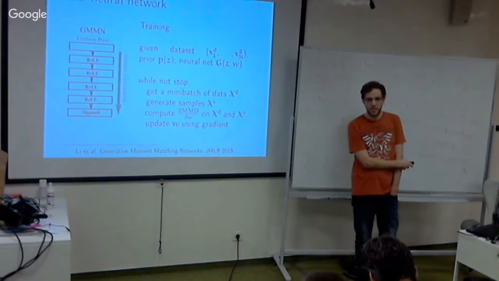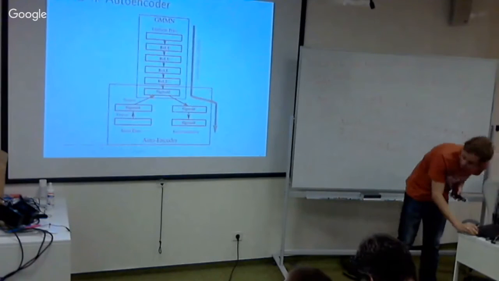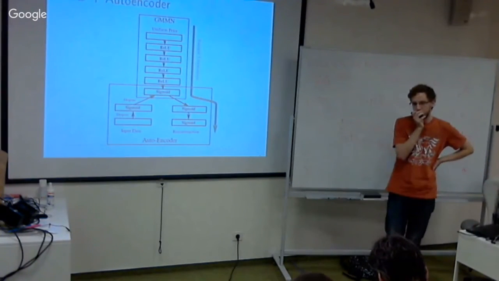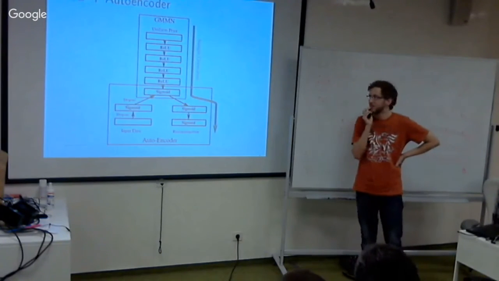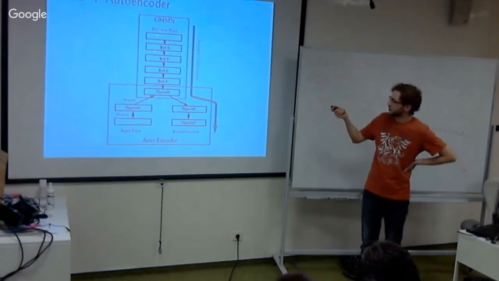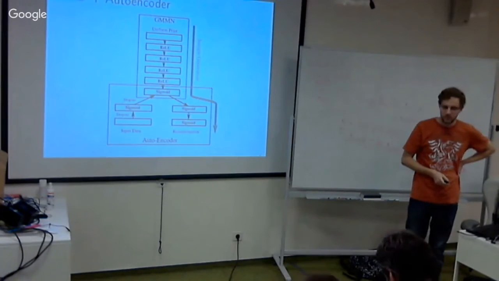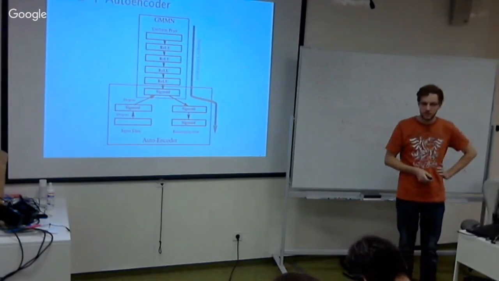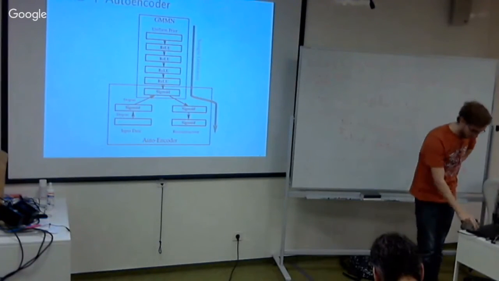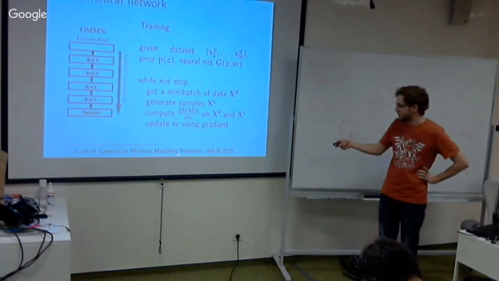Sorry. Can you ask a question about this slide? Can we use any other neural net instead of the GMMN? Maybe it is a good baseline for us. I can't understand why we should use especially this architecture there. So GMMN is just a generative moment matching network.